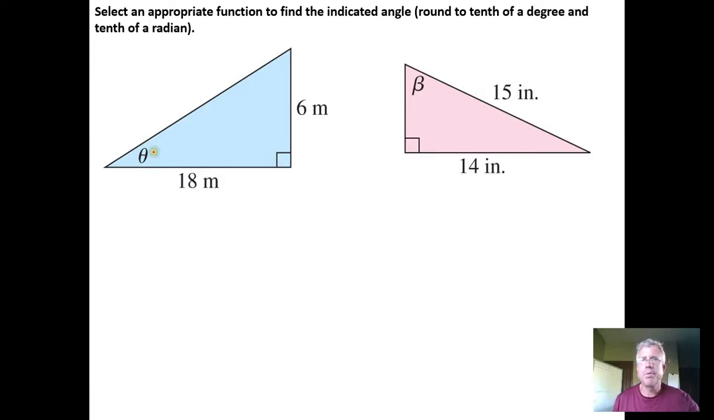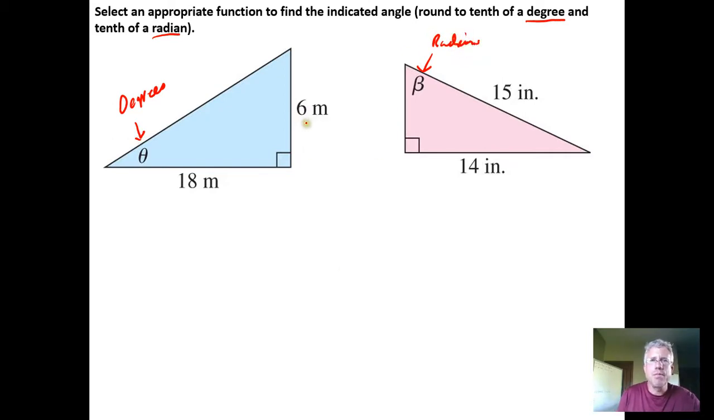So another example. It says select an appropriate function to find the indicated angle. Each of these has an indicated angle, meaning that it's labeled. And then it says round to the 1/10 of a degree and a 1/10 of a radian. Let's do one in degrees. Let's do one in radians.